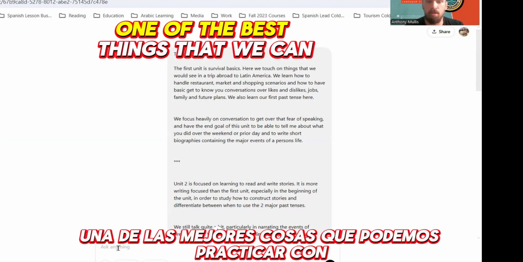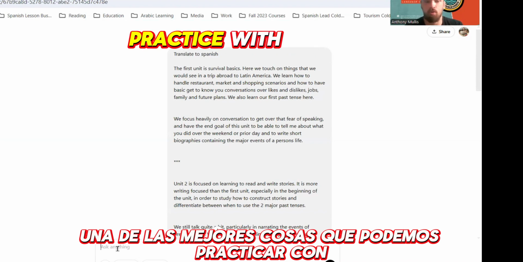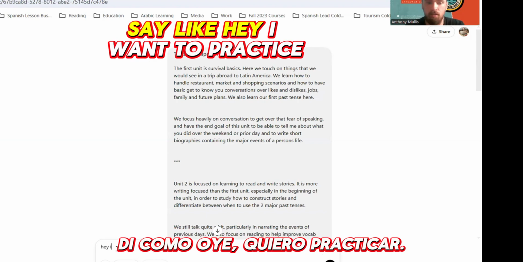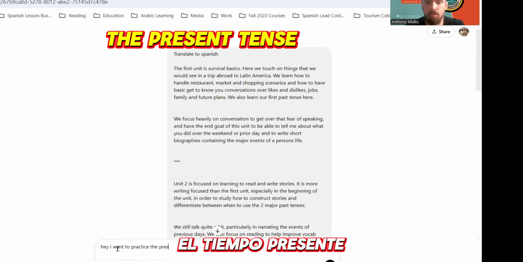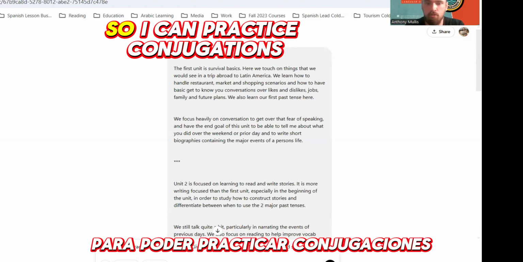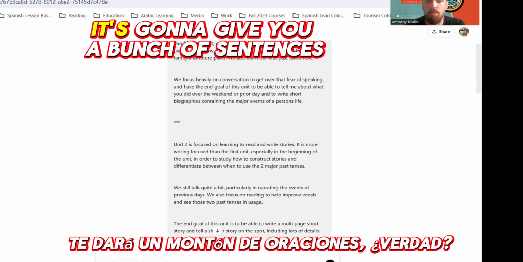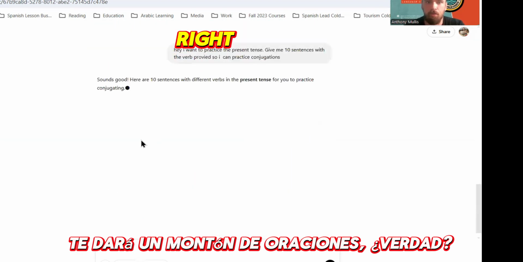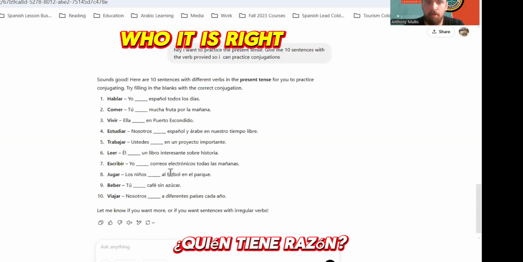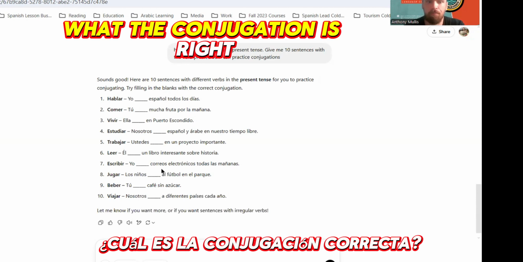Right. So one of the best things that we can practice with on ChatGPT is just to practice grammar, right? Say like, hey, I want to practice the present tense. Give me 10 sentences with the verb provided so I can practice conjugations. It's going to give you a bunch of sentences, right? It's going to give me the verb, and then I have to decide based on the subject who it is, right? What the conjugation is.